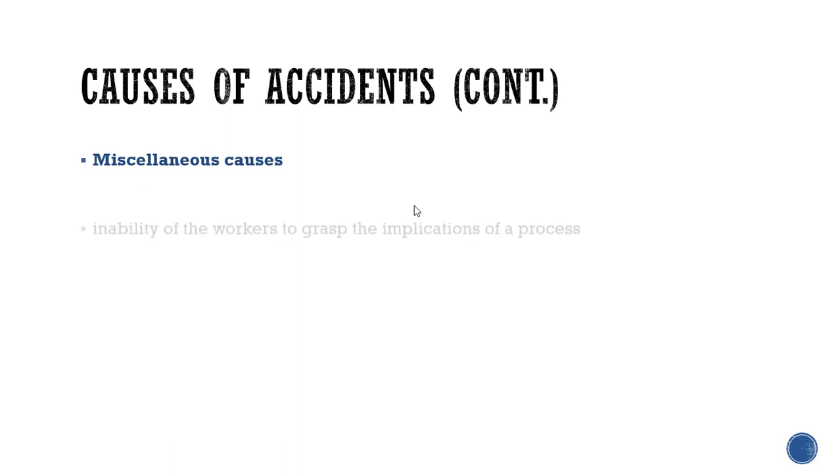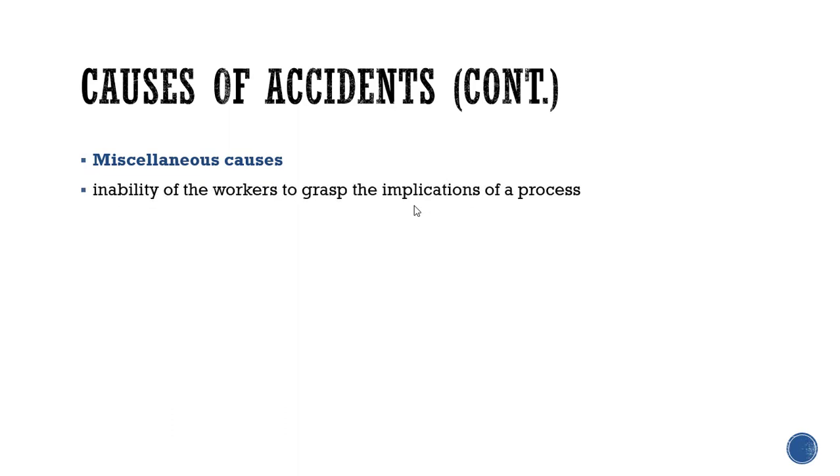And then miscellaneous causes. Apart from what we discussed, some other points are also there because of which accidents may happen. Okay, so the inability of the workers to grasp the implication of the process. Okay, so the workers may not understand how to do things. Okay, so they have to absorb and grasp all those ideas, and only then should they be allowed to work with machines. Okay, because without that kind of knowledge, they will do it in a different way, so the machine will behave differently, and they don't know what would happen.